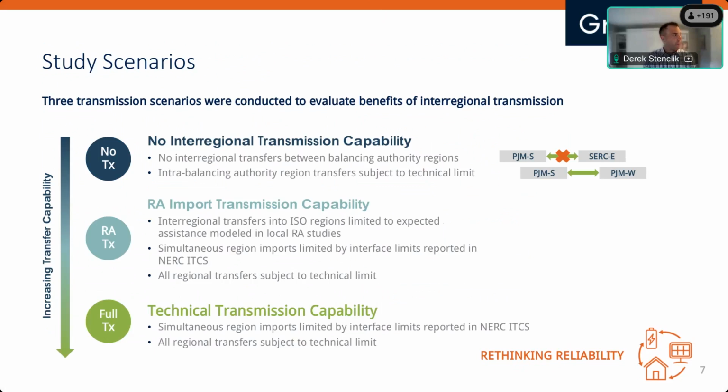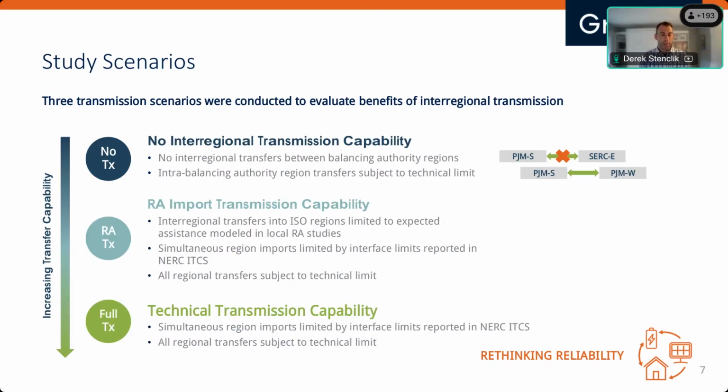So we evaluated 3 scenarios, and the main purpose of these 3 scenarios was to understand this market assistance and utilization of interregional transmission across the system. Typically, especially in the Eastern Interconnection, most ISOs will either model their immediate neighbors or make an assumption around the imports that are available from their immediate neighbors.